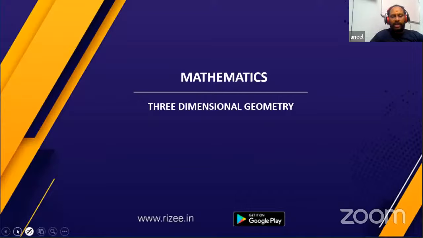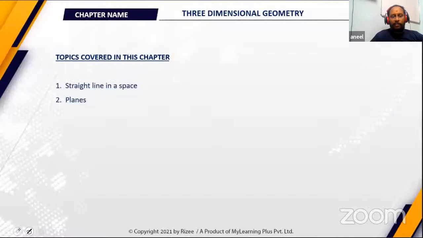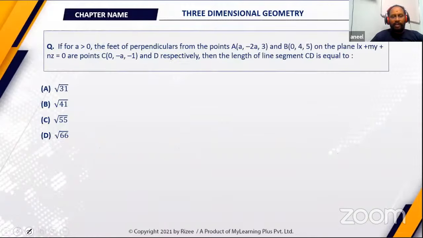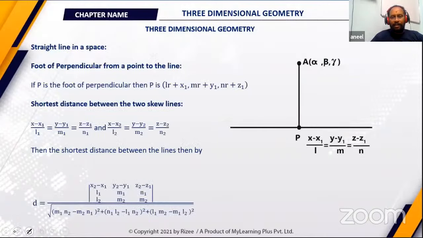This is where we are going to start three-dimensional geometry. Now, in three-dimensional geometry, the topics being covered are straight lines in space and planes. In this, most of the questions asked in previous years, or this year in the January, February and March sessions, are mostly based on the shortest distance between two skew lines, the foot of perpendicular from a point to the line, and basically the plane and line relation has been highlighted.